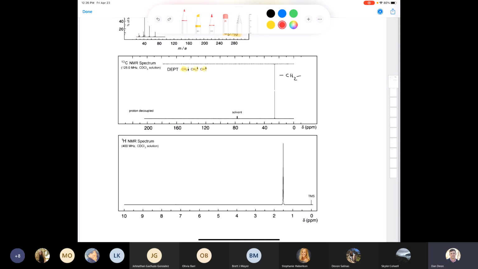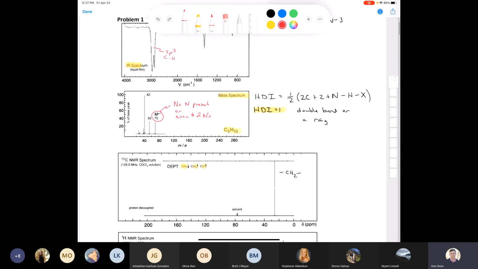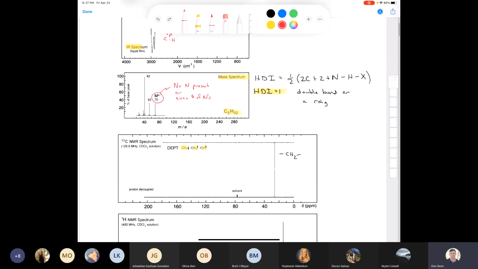Hold on, I can't see what my student wrote. Give me a second. Yes, thanks, Skylar. Stephanie, absolutely. You're both 100% correct, right? It's cyclopentane must be the structure. If you're not sure, let's take a look. Let's draw the structure of cyclopentane.